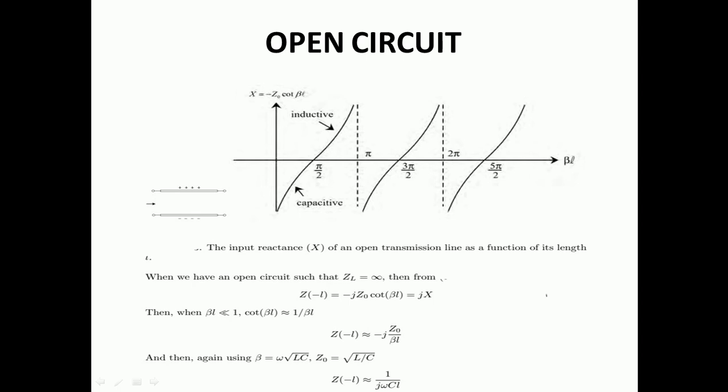So in the general equation, we define Z of minus L, which is equal to minus Z naught cot of beta L. So it is going to be purely reactance. That is why R plus jX is defined by jX only. There is no resistance, so R is made equal to 0. So Z becomes equal to jX. Then we make beta L very much less than 1 and substitute the condition cot of beta L is approximately equal to 1 by beta L, and then choose the known conditions beta equal to omega root of LC, Z naught equal to root of L by C, thereby resulting in the impedance condition of capacitance for an open circuit condition.